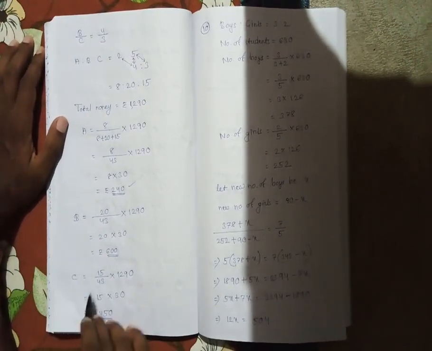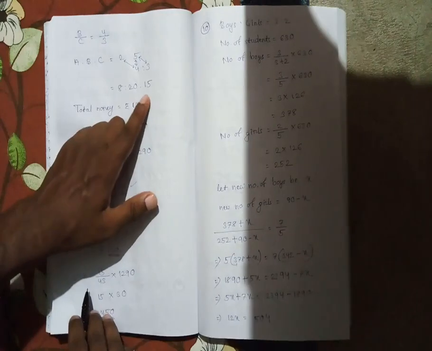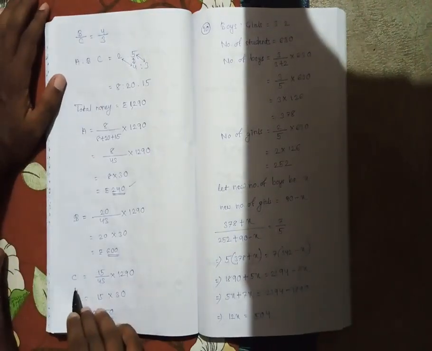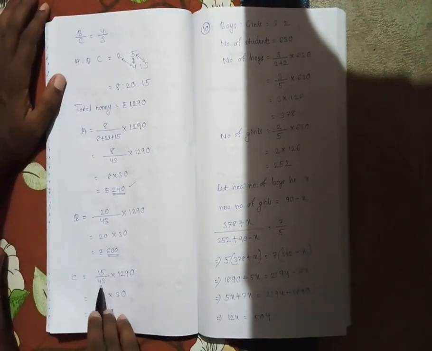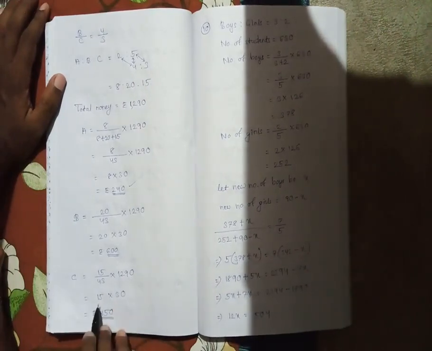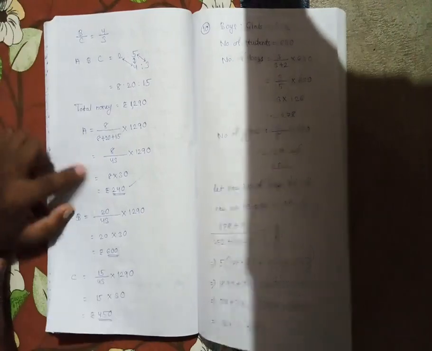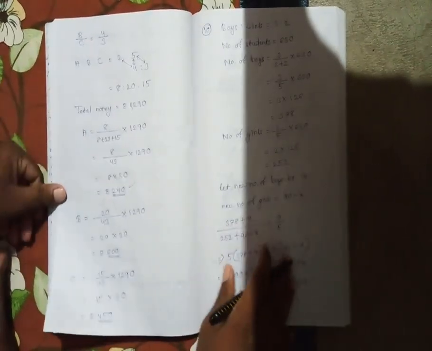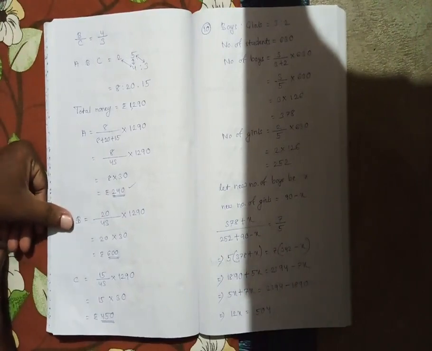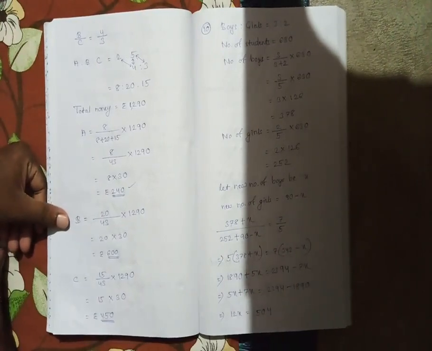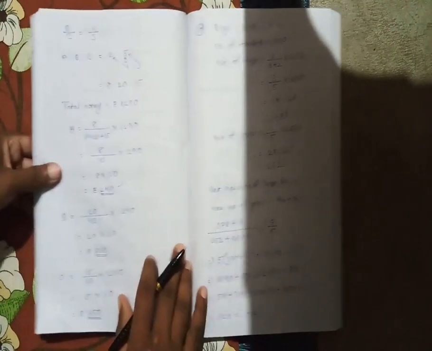Then C corresponds to 15, as you can see. So C is equal to 15 by, again, 43 into 1290, that is 15 into 30, that is rupees 450. So A is equal to 240 rupees, B is equal to 600 rupees, C is equal to 450 rupees. Okay.